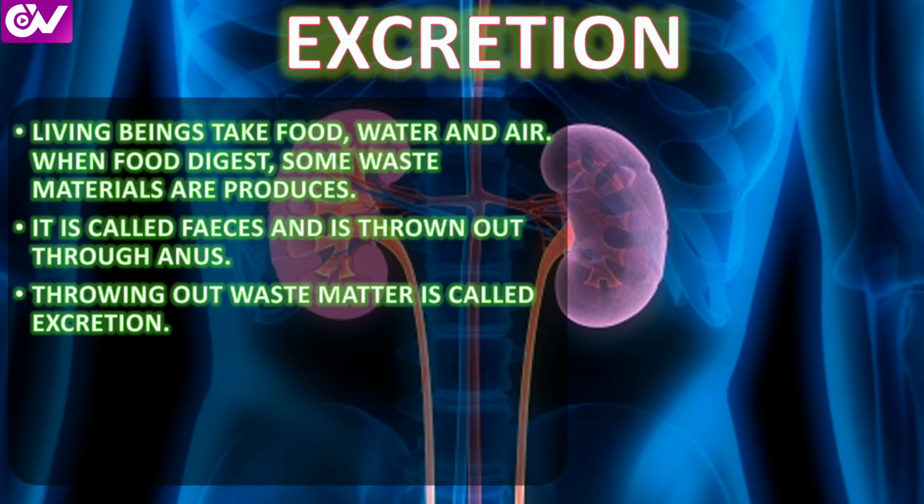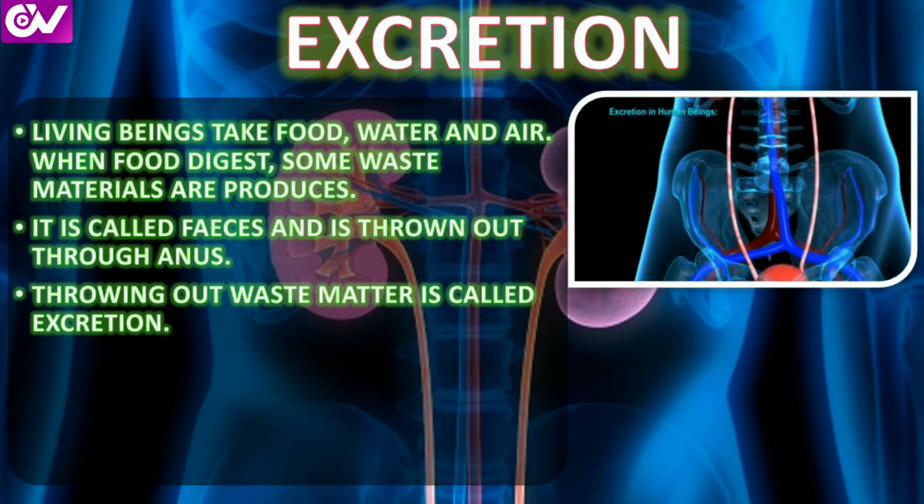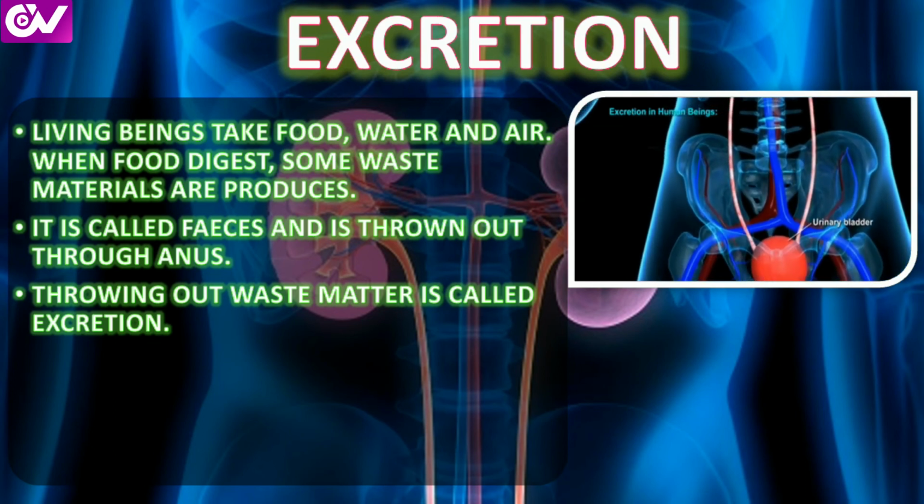So we eat food which gives us energy. After the energy passes, there will be some waste part that is called feces. We allow the feces to go out from our body through the anus. Allowing the waste material to go out from our body is known as excretion. So these are the organs which allow the waste materials out.